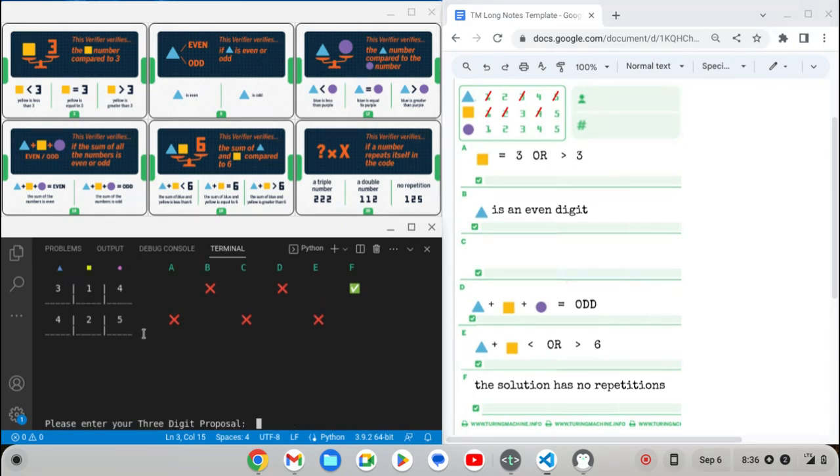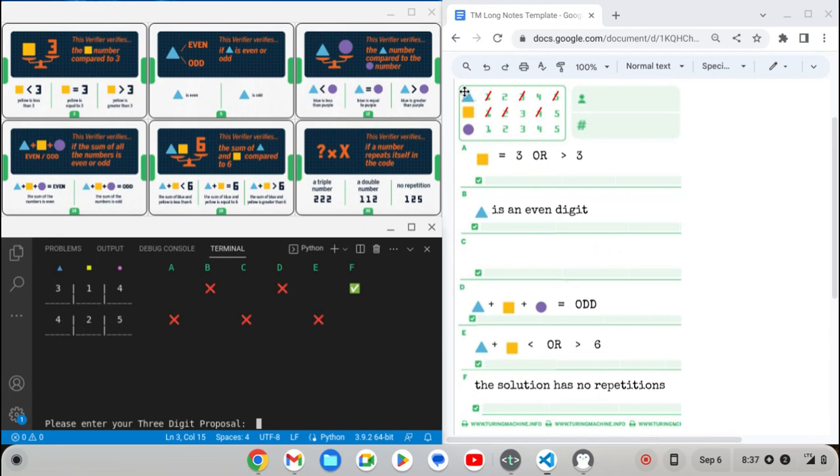That is also incorrect. So let's see. We do have, I think we established that triangle is even and circle is even. Well, we know they're not equal because you can't have repeating digits. And if you notice, between triangle and square, I did pick a triangle that's smaller than circle. 4 is less than 5. But again, the Turing machine does not agree with that. So in fact, triangle should be greater than circle.